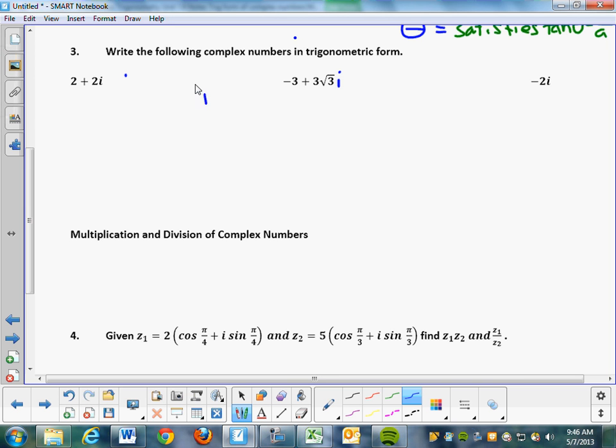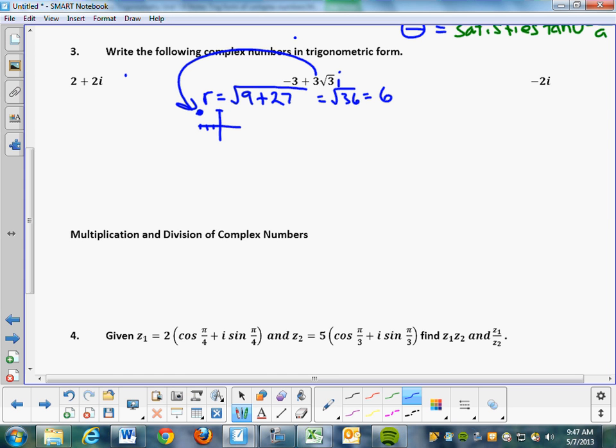So you have r is going to be equal to the square root of a squared, which is 9, plus b squared. 3 square roots of 3 squared is 27. So you get the square root of 36, which is 6. So r is 6. We have that. A lot of you guys recognize that -3 plus 3 square roots of 3 is going to be back 3 and up a certain amount. So you're going to be in your second quadrant. Therefore, you need to account for that in your angle when you work with theta.